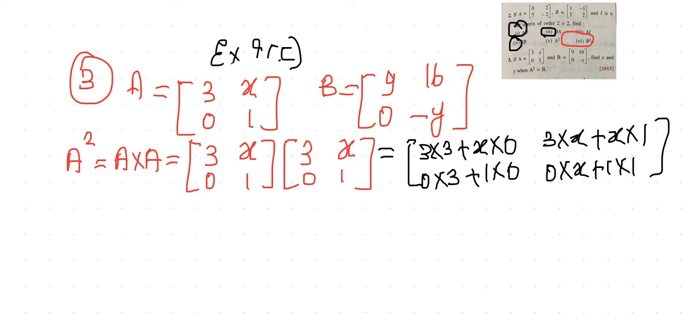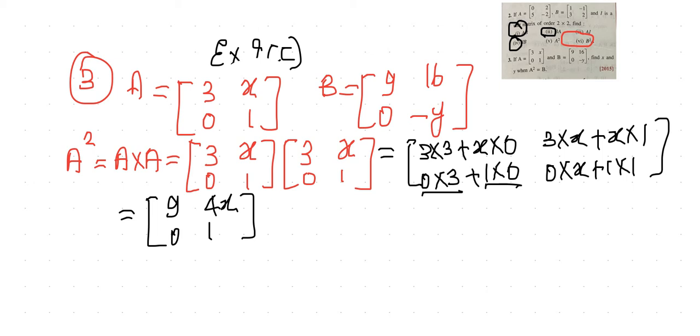So how much are you getting? 3 into 3 is 9. 3 into x is 3x plus x into 1 is 4x. Then the third element is 0, because 0 into 3 is 0 and 1 into 0 is 0. And the fourth element is 0 into x is 0 plus 1 into 1 is 1. So this is what you are getting.